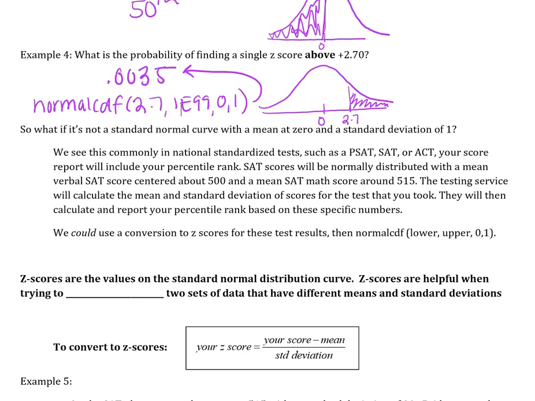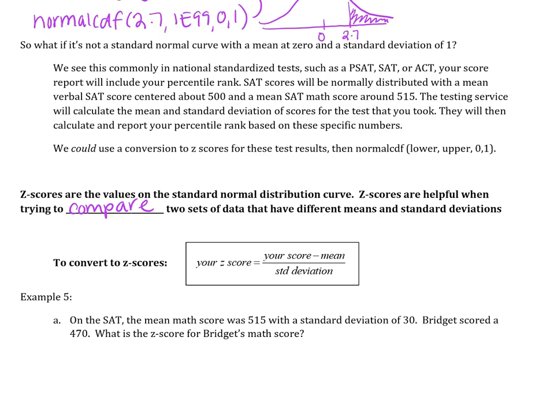We could use a conversion to z-scores for these test results, then normal CDF. Okay? So essentially what this is saying is in life it's very rare that you're going to find a test that's centered around 0 with a standard deviation of 1. So what the PSAT and SAT does is it calculates your z-score, so how many standard deviations you are from the mean, and that's what helps you calculate the percentile rank.